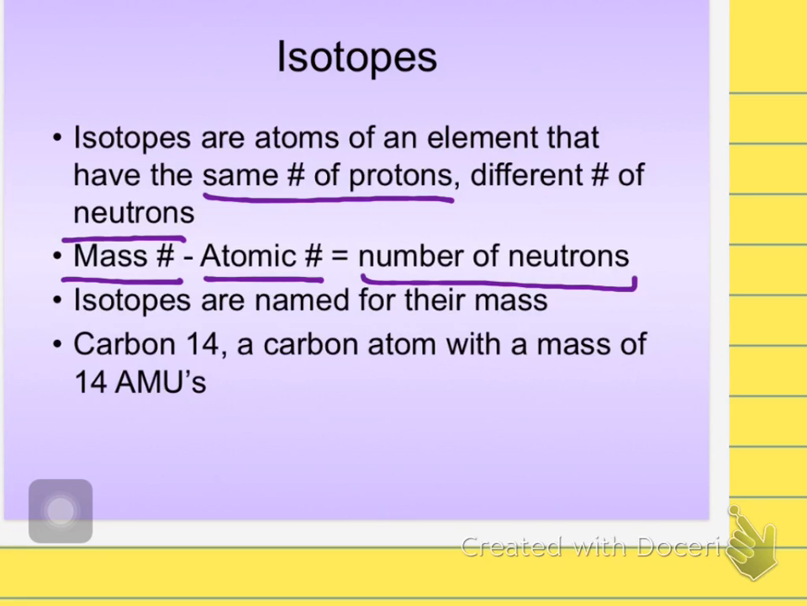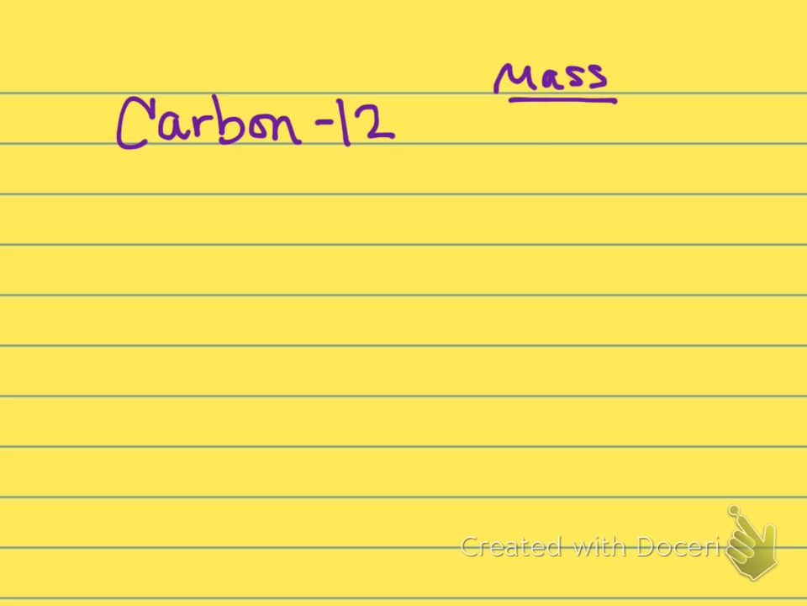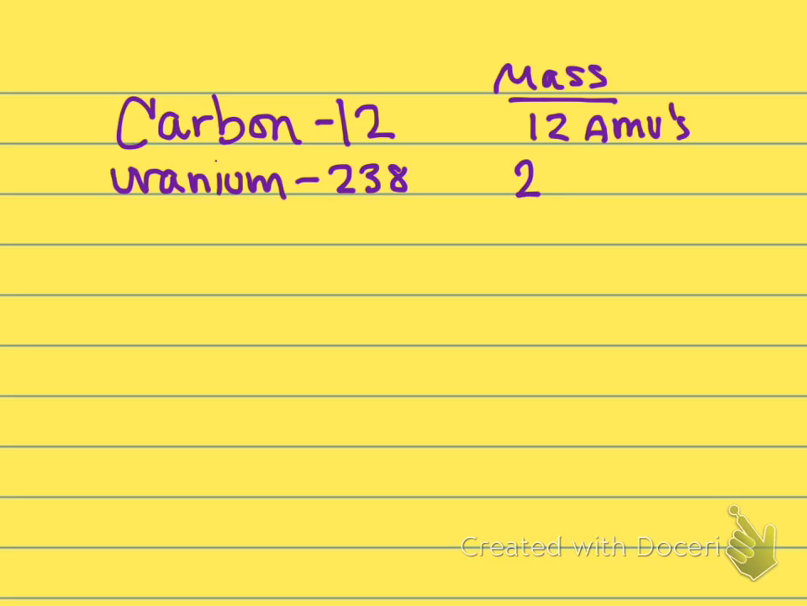So carbon-14 is a carbon atom with a mass of 14 AMUs. Would you like to guess what the mass of carbon-12 is? I really hope you said 12 AMUs. So, what's the mass of uranium-238? That's right, kids. It's 238 AMUs. You get the picture. Whatever the number that follows an isotope is, that is the mass of that individual atom.